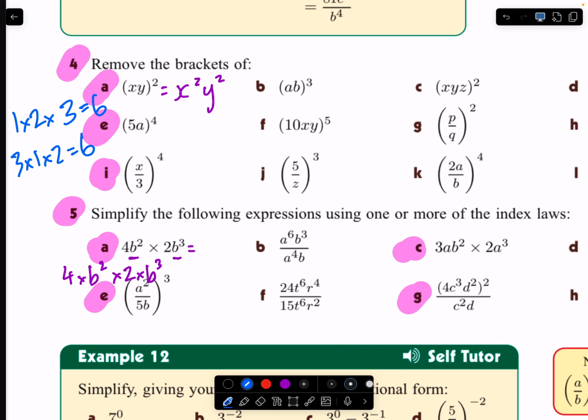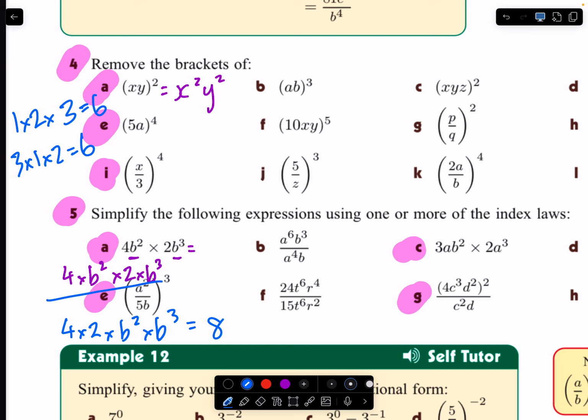So this doesn't look clean, but because I showed you the multiplication order, it doesn't matter. Could I write it like this? 4 times 2 times b squared times b cubed. Is that exactly the same thing? Is it just more organized a little bit? What's 4 times 2? 8. And now we've got a tool.